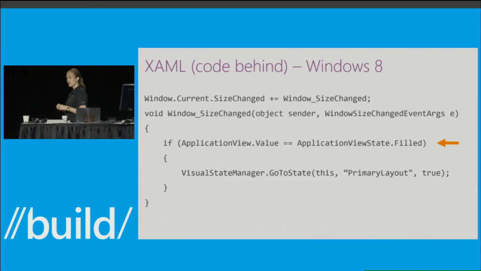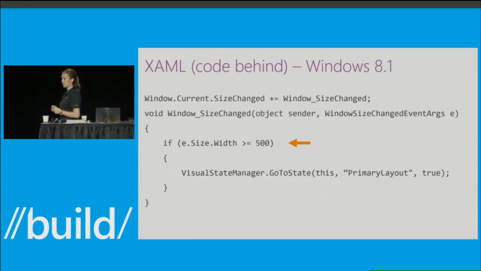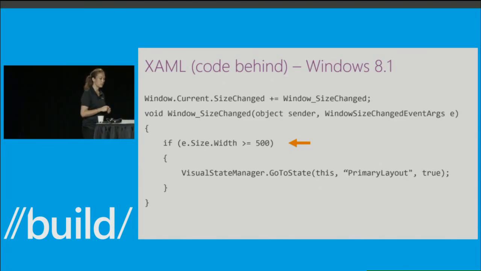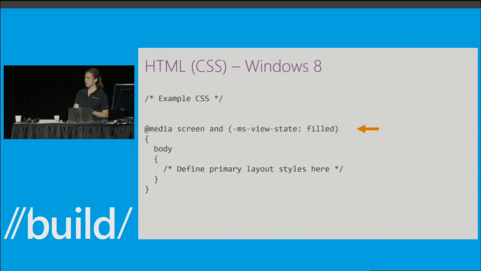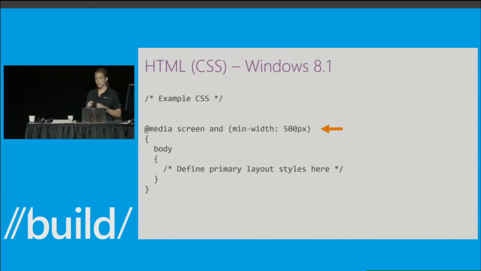And instead of working off of application view state, I still get the same window size changed event, but now it's all about the size of the window. So I want to make my logic about the width of the window that I have. So this, of course, is the default, but it's saying that anytime my window width is over 500 pixels, I'm applying that primary layout. I have a similar change in CSS. So instead of my media query being based off of the view state, I just want to base that off of size properties of the window, and then apply my layout styles based on that.